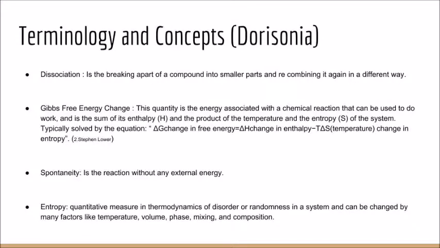So we'll start this off by talking about terminology. Dissociation is basically the breaking apart of a compound into smaller parts and then putting them all back together, but basically in a different way. Gibbs free energy change is a quantity that is associated with a chemical reaction that is used for work.